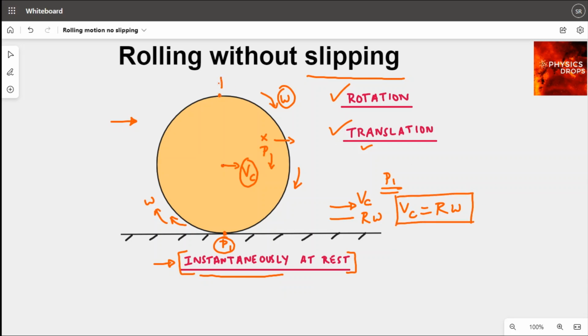consider a point P2 exactly diametrically opposite to P1 on top of the disk, at that point it has Vc in this direction at P2. Let's take P2, and r omega is also moving forward if you see instantaneously at that point. So r omega plus Vc both add together, which means at point P2, the velocity is Vc plus r omega. This is the velocity at P2 for any object that is going through a rolling motion.